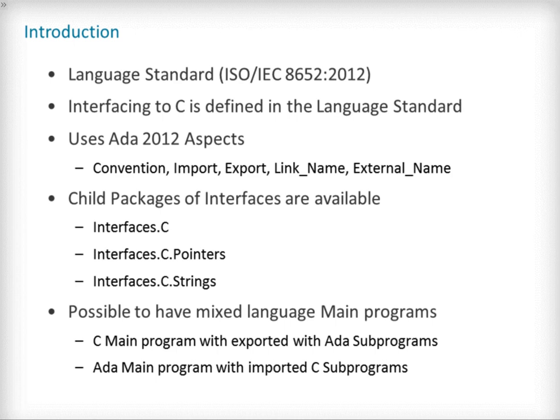To recap, they are convention, import, export, link name, and external name. In this lecture, we're going to cover how these aspects are applied to mixing Ada and C. We're also going to cover the interfaces child packages specific to mixing Ada and C. Finally, we'll look at how you can have a main program in either language and make use of foreign language subprograms.